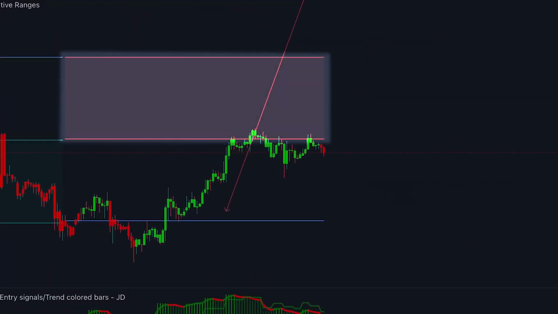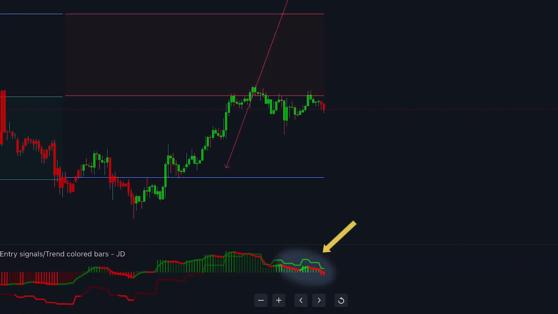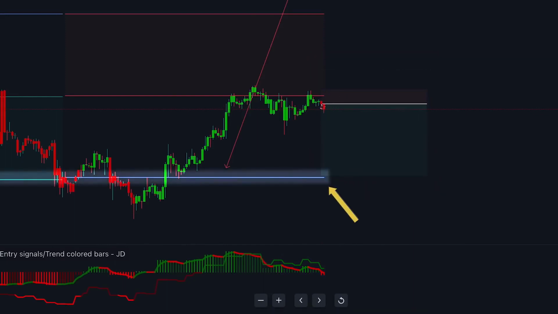Let's do that again. Wait for price to enter the opposing side of the range sentiment. Wait for a signal that aligns with the range sentiment. And execute targeting the equilibrium zone.